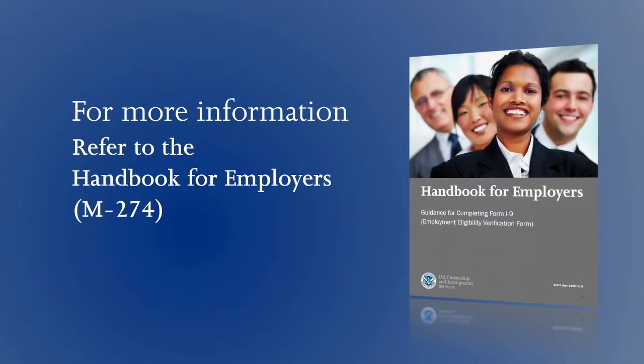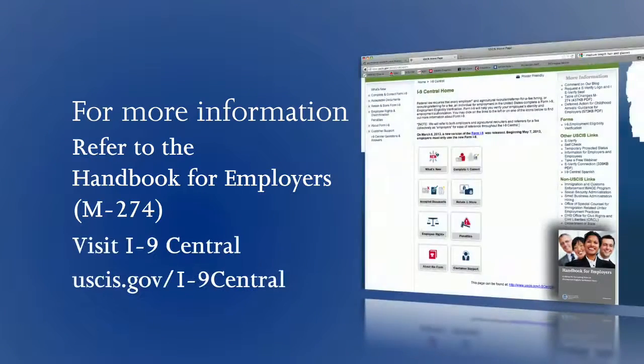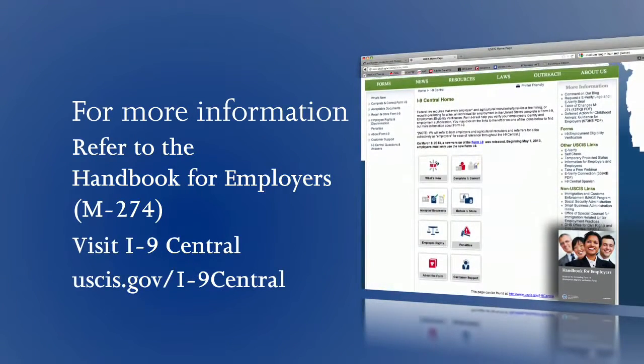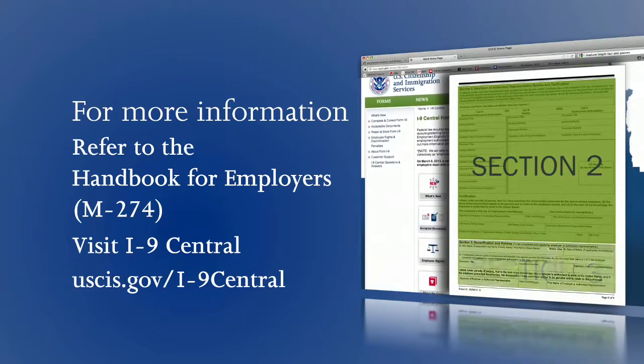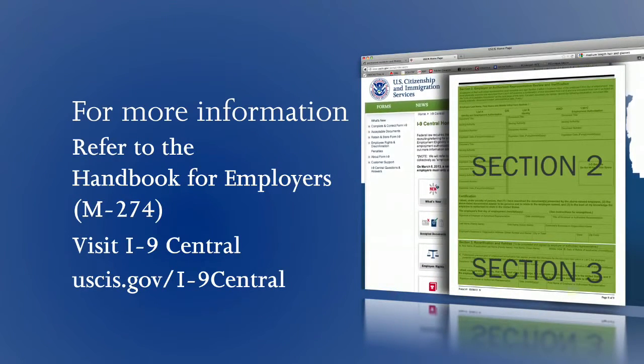To learn more about completing Section 1 of the Form I-9 and other helpful information, please refer to the Handbook for Employers, M-274, or visit the I-9 Central section of the USCIS website. USCIS also has informational videos about Sections 2 and 3 of the Form I-9, which both must be completed by employers.